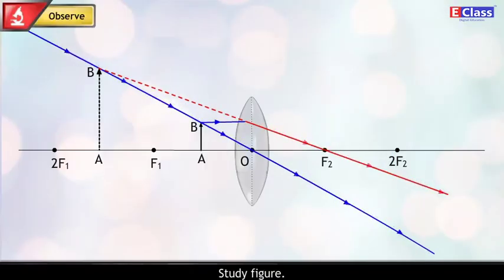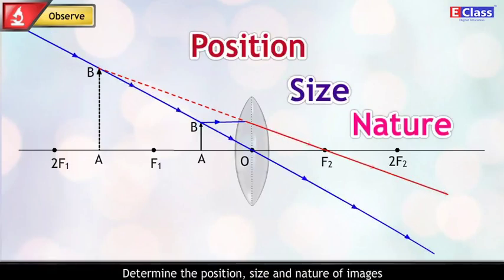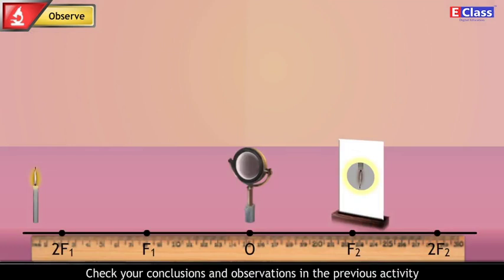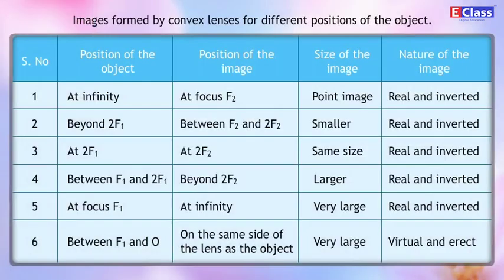Observe. Study the figure. Determine the position, size, and nature of images formed for different positions of an object with the help of ray diagrams. Check your conclusions and observations in the previous activity with those given in the table. Images formed by convex lenses for different positions of the object.